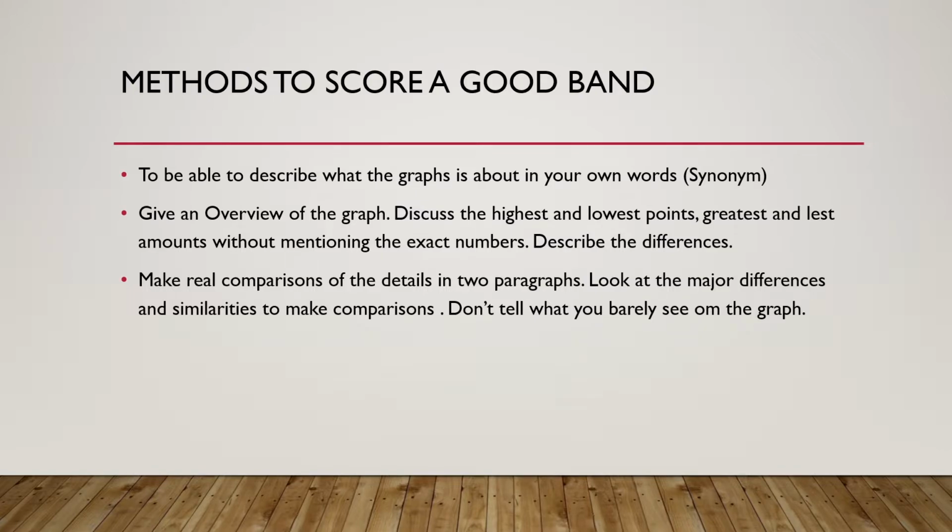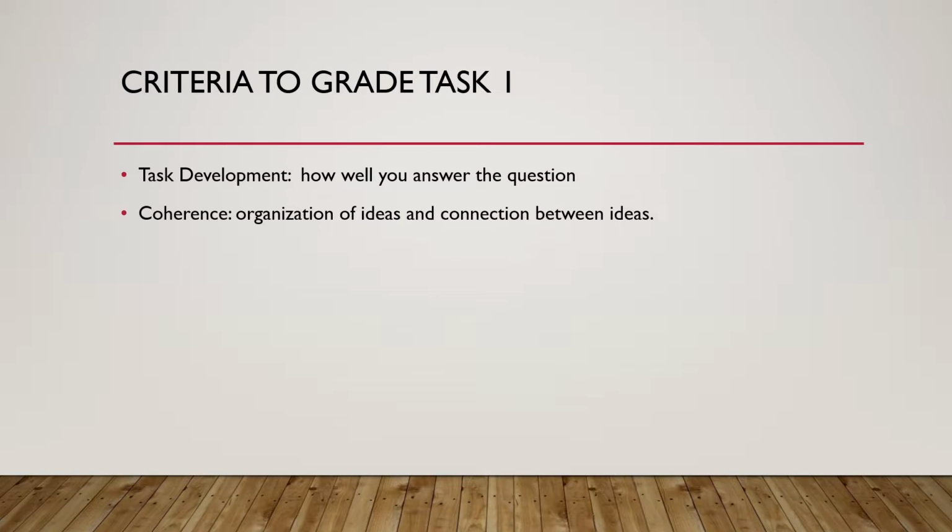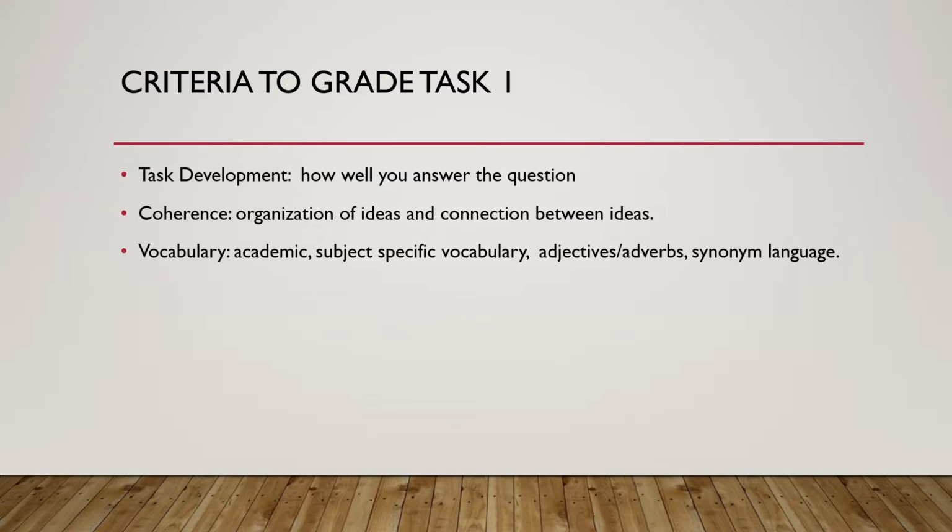Don't exaggerate on what you just barely see with your own eyes. The criteria for the grading of task 1: you should be good at task development. You should be able to answer all the parts of the question. You should be able to use coherent and cohesive words, so that one sentence merges into the other. You should also be able to use academic vocabulary.